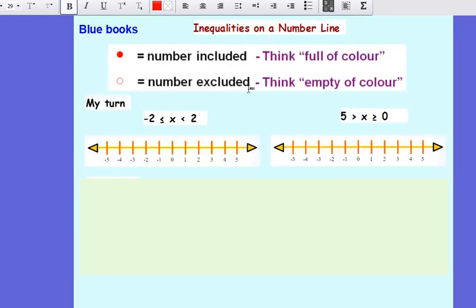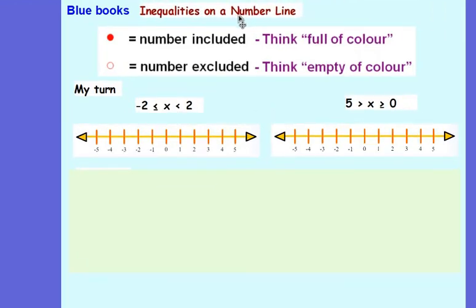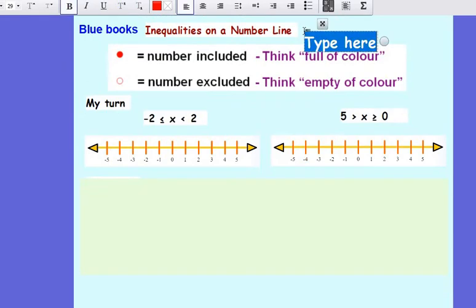Okay, we're going to go back to looking at inequalities on a number line. So again, can you write the title in your dark blue book, Inequalities on a Number Line, and a subheading, we're looking for double inequalities. We don't need to write this out again. We've already got that written in our dark blue books. That's just there as a reminder.